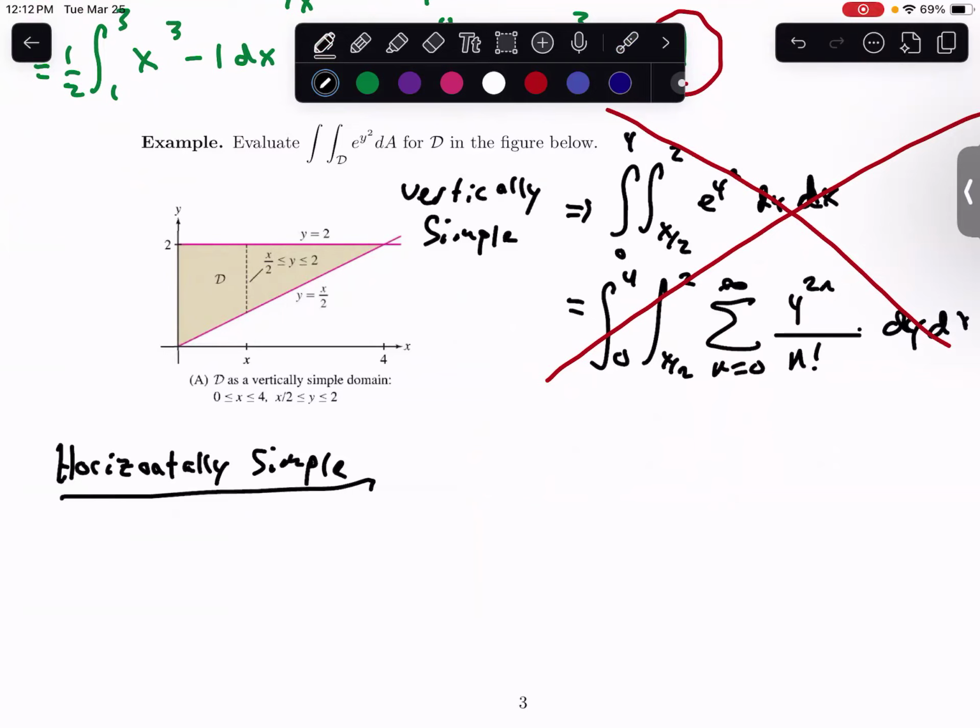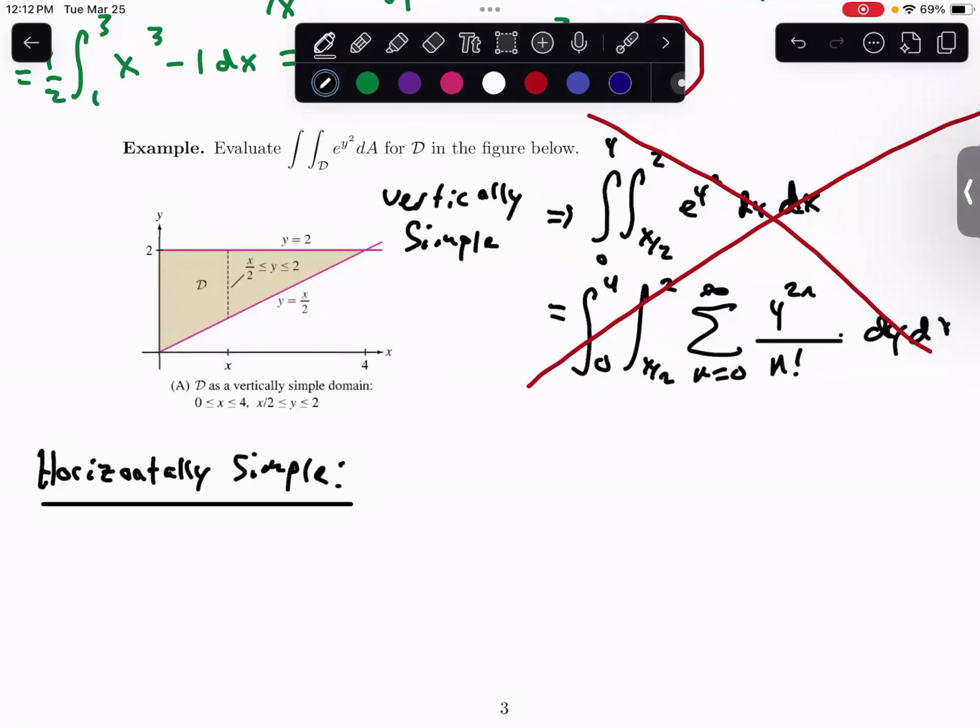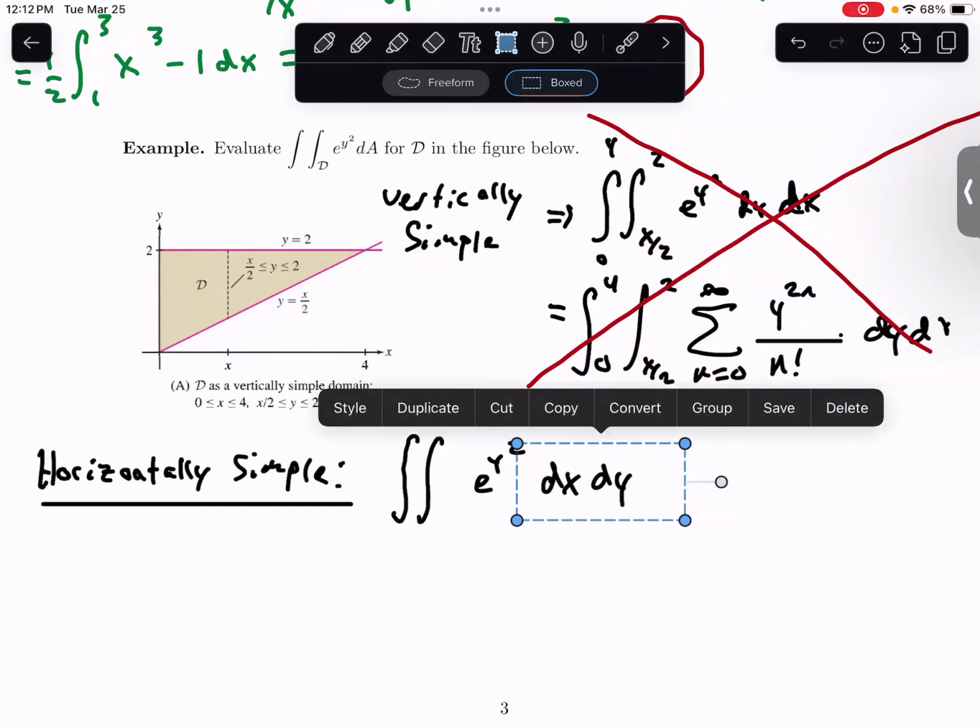And you can't always go between horizontally and vertically simple. Just because something's vertically simple doesn't mean it's going to be horizontally simple, but it works in this example. So for viewing things as being horizontally simple, what this means is we're going to be integrating with respect to x first, and then with respect to y. And this will be e to the y squared. So the function doesn't change at all. It's just the order in which you're going to be doing the integral.